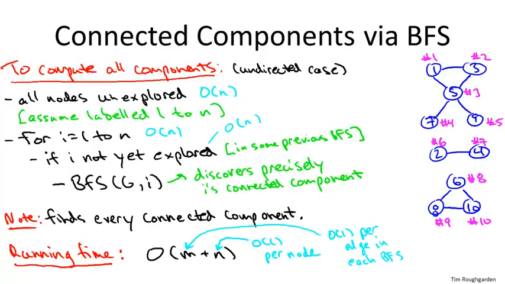So summarizing, because breadth first search from a given starting node works in time proportional to the size of that component, piggybacking on that subroutine and looping over all of the nodes of the graph, we find all of the connected components in time proportional to the number of edges and nodes in the entire graph.